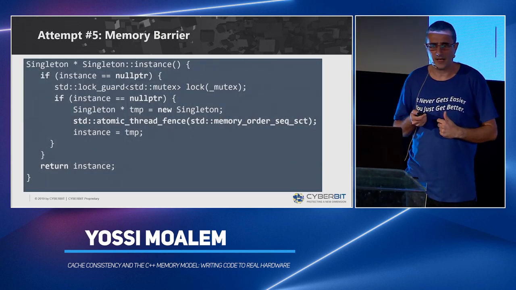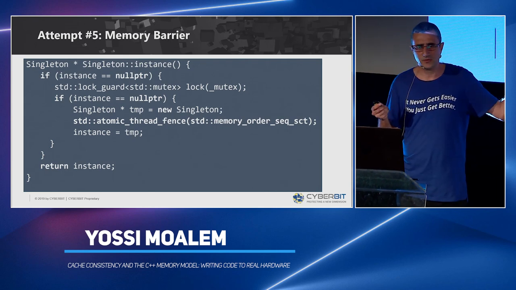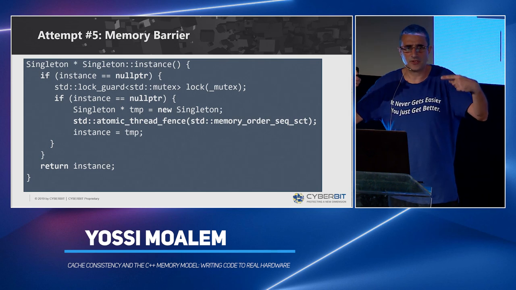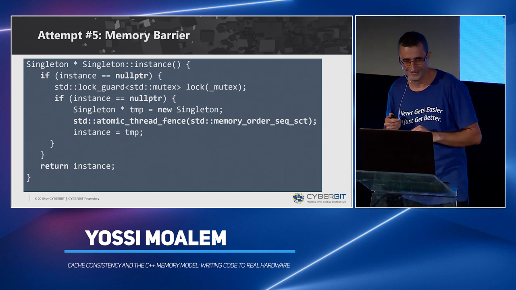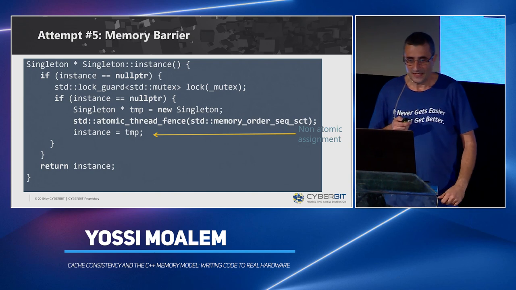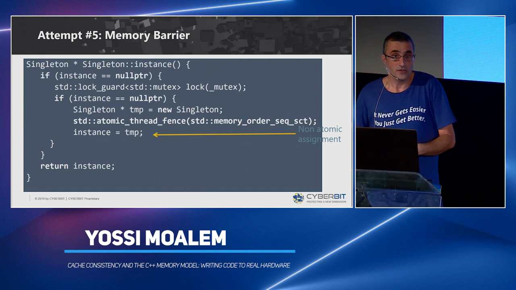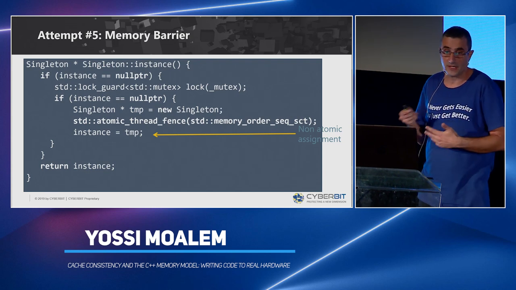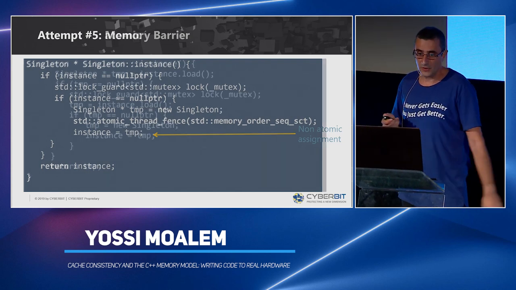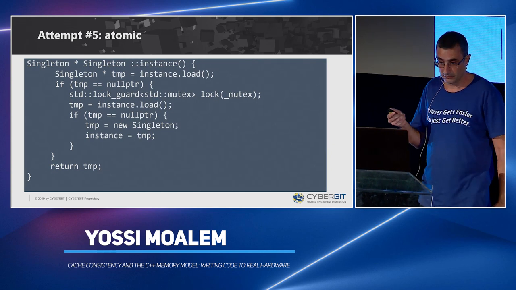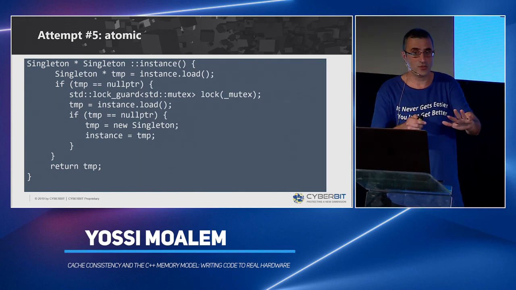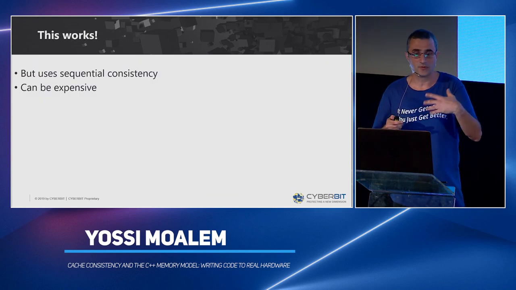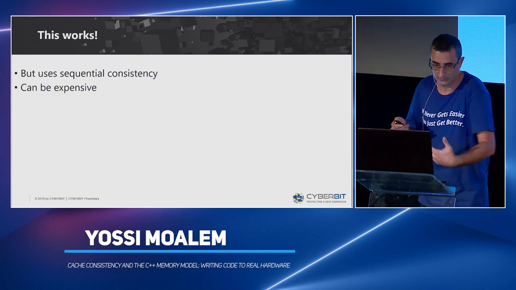We just replace the compiler barrier with a memory barrier. Is this okay? Hint, if I'm asking this question, obviously it's not okay. Instance is not atomic, so no one really guarantees us that the assignment of temp to instance will be atomic. So instance also has to be atomic. And this actually works. The problem is it's sequentially consistent, and we said that sequentially consistent may be expensive.